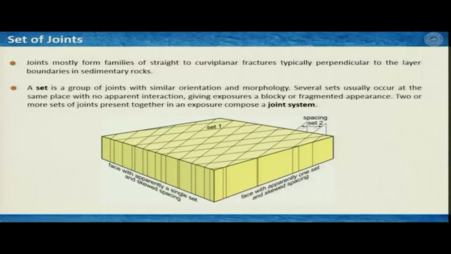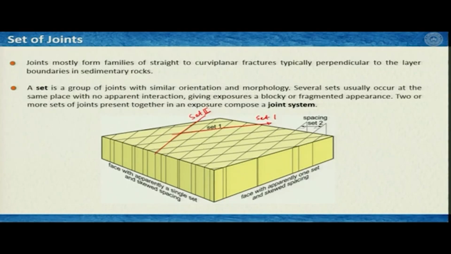Joints mostly form in families. They have their sets, and these sets could be straight or curvy planar fractures, typically perpendicular to the layer boundaries in the sedimentary rocks. What we see here in this illustration is two different sets. One set is like this and another set is like this. This one is set 1 and this one is set 2. They mostly form one after another. So a set is a group of joints with similar orientation and morphology.